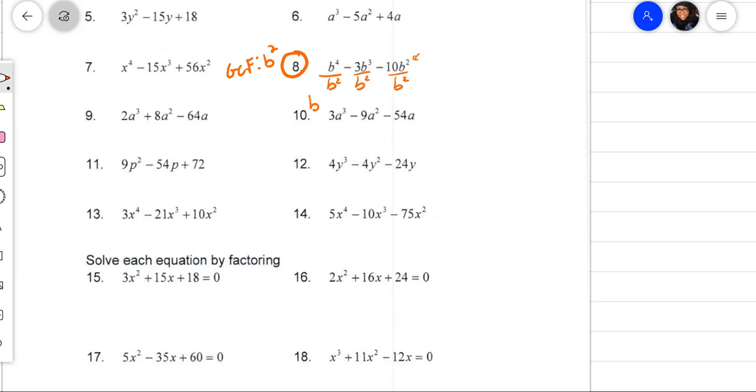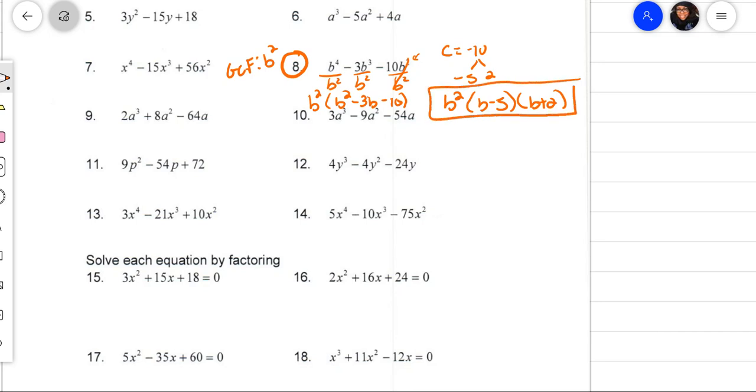So at this point we have b squared on the outside, and then we have b squared on the inside, because again we're subtracting, minus 3b, and then minus 10. Again, these b squareds cancel out, and we subtract the exponents for the other ones. So now c is -10, and that's what we're looking for factors of. The factors that give us -3 are going to be -5 and 2. So we have the b squared on the outside, then it's b minus 5 and b plus 2. That would be our answer factor.